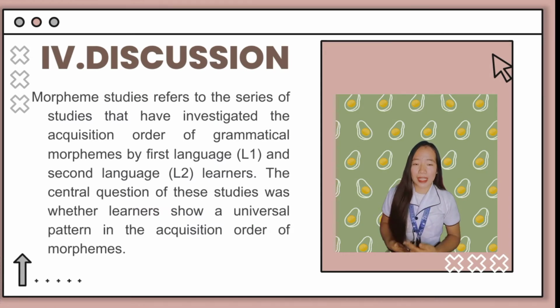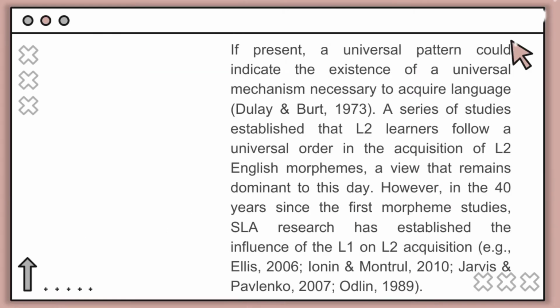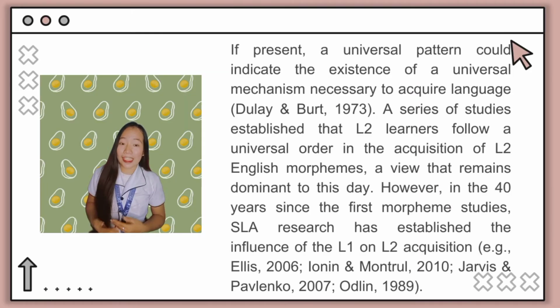When we say morpheme studies, this refers to the series of studies that have investigated the acquisition order of grammatical morphemes by first language and second language learners. The central question of these studies was whether learners show a universal pattern in the acquisition order of morphemes. If present, a universal pattern could indicate the existence of a universal mechanism necessary to acquire language. A series of studies established that second language learners follow a universal order in the acquisition of second language English morphemes, a view that remains dominant to this day.